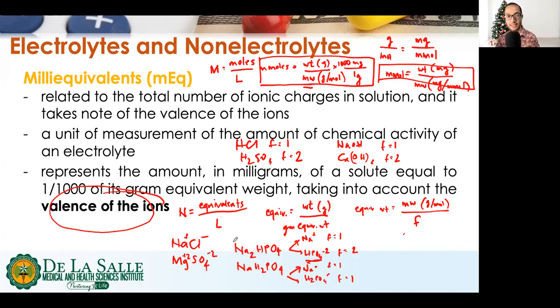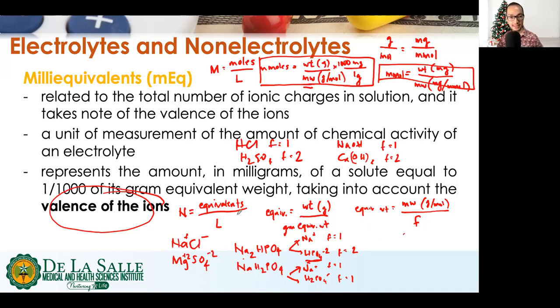Okay? It becomes tricky, okay, when we have salts like this, okay? For example, dibasic sodium phosphate and monobasic sodium phosphate. You have to consider what is being asked, okay? So, are you being asked the number of milliequivalents of sodium or the number of milliequivalents of phosphate ion, okay? Yeah, so you have to take note of that, okay?